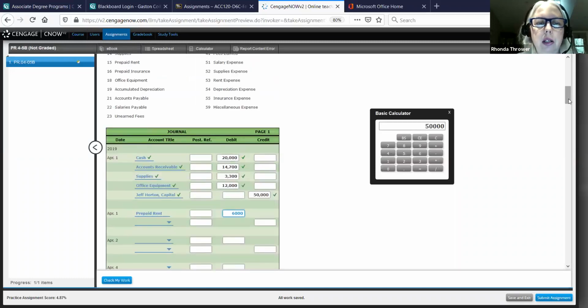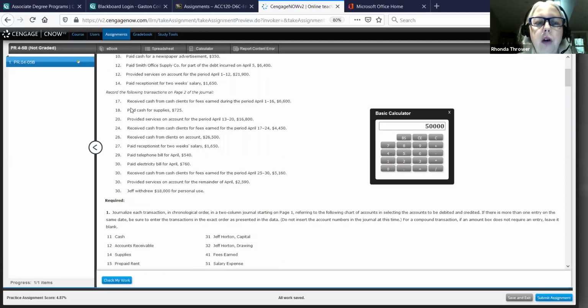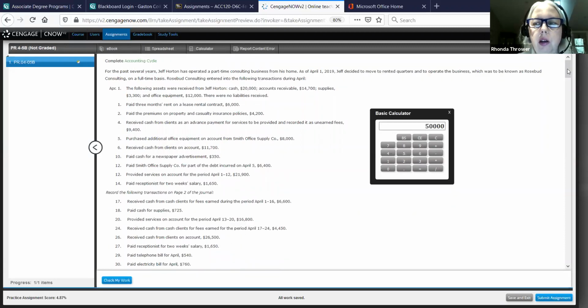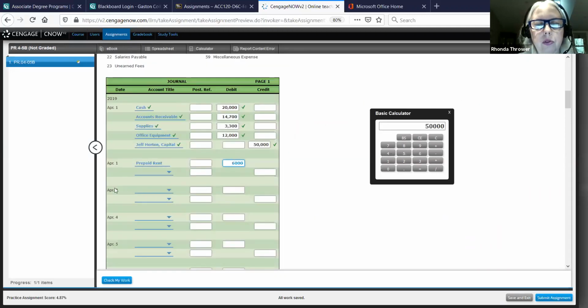Because we paid for that rent of $6,000, we're going to credit our cash account because the cash went down here. So my credit will be to cash for $6,000. And I would check my work.